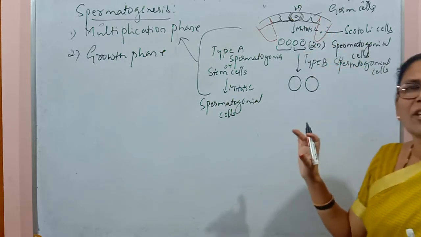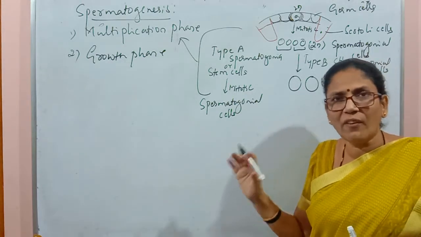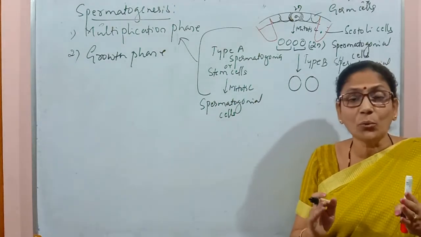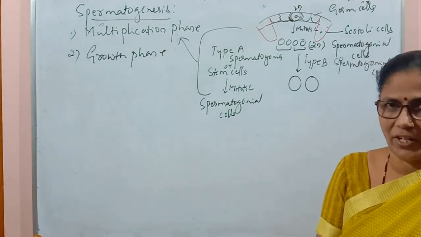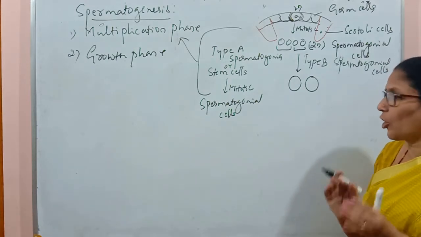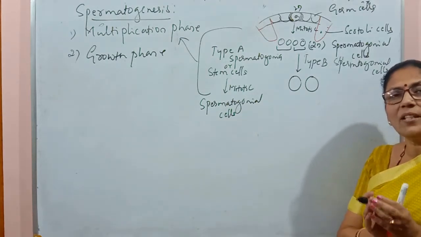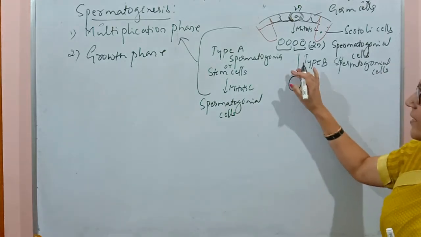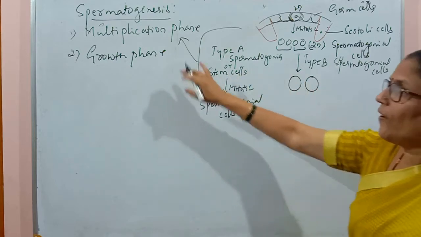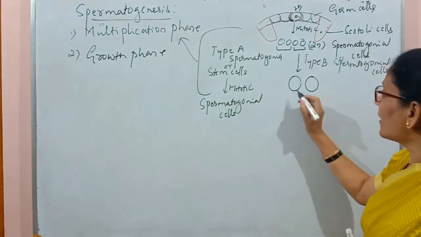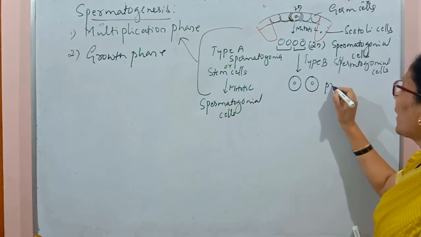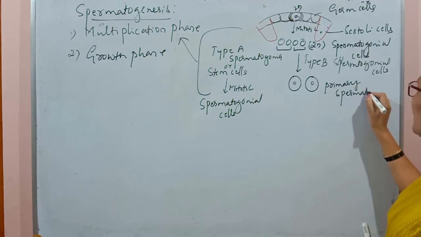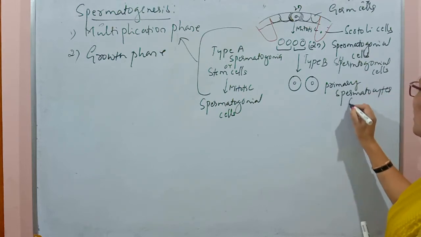The only change which takes place during this phase is an increase in the size of the cells, and that increase is due to the accumulation of nutrition. When nutrient materials accumulate in the cells, the size of the cell increases, and that we call the growth of the cell. This is said to be the second phase of spermatogenesis, and these cells we now call primary spermatocytes. They are called primary spermatocytes, which are diploid.